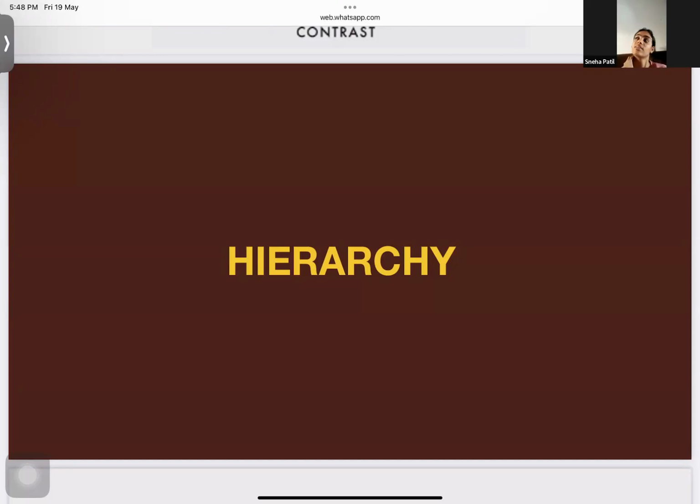Hierarchy, elements of design used together. What is hierarchy? What does the word hierarchy mean? Hierarchy is like order or something. So order, arrangement of elements in an orderly fashion or orderly manner is all we are talking about in terms of hierarchy. Hierarchy is nothing else.